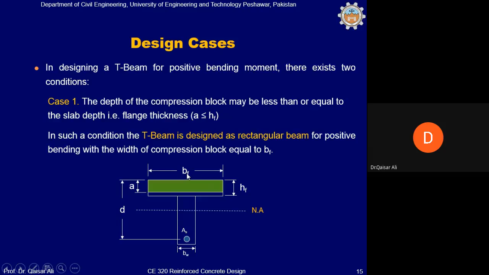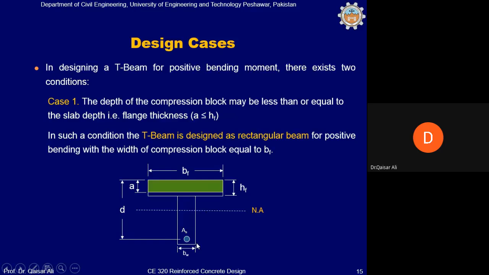All the equations will be adjusted or modified such that BW, which was the width of the rectangular beam, will be replaced by BF. But mind that this is only the case of positive bending moment, not negative bending moment, because in positive bending moment the compression is in the top portion of the beam and the tension is in the bottom portion. In negative bending moment, the top portion will be subjected to tension and the bottom portion to compression.